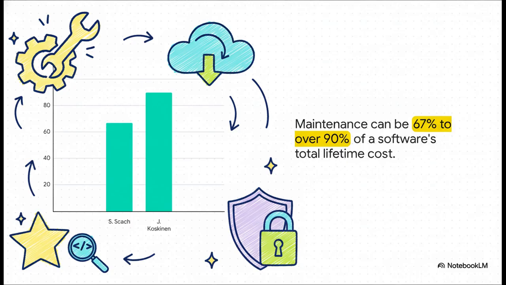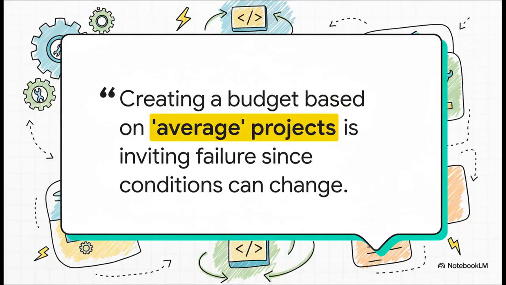We're not talking about a small percentage of the budget here. Depending on who you ask, maintenance can eat up anywhere from 67% to a whopping 90% of the total lifetime cost of a software project. Think about that. The initial build, the thing you thought was the project, is literally just the tip of the iceberg. And it's not like you can just say, okay, let's budget the average.